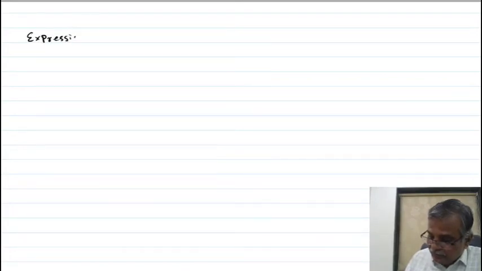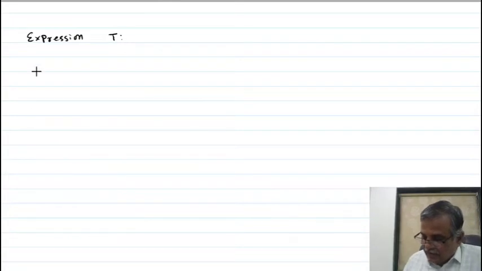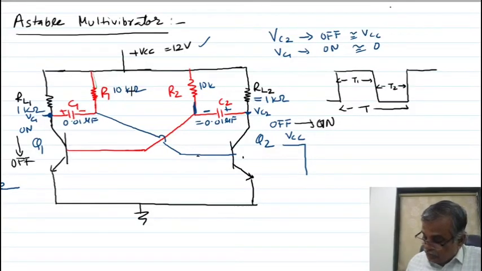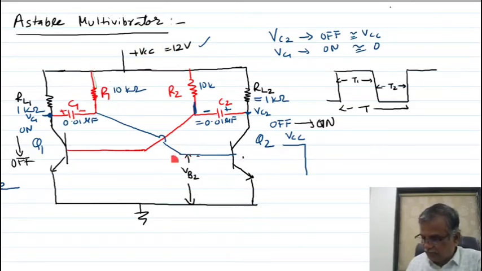Expression of periodic time t. I can write VCC is equal to VB2 plus IC1 R1. You can see here, this voltage is your VB2. So you see very clearly, while this capacitor is discharging by this path, at that time I am writing this equation: VCC is equal to this voltage IC1 R1 plus VB2 that I have written here. You can see it.